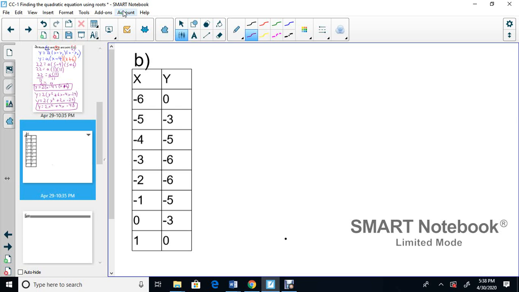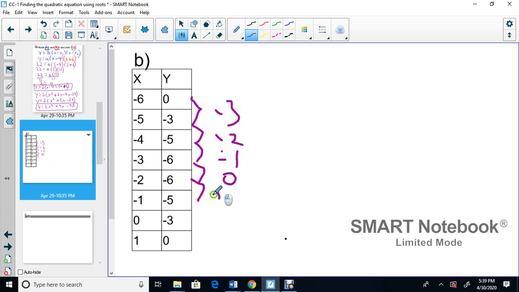Okay, now we have a table of values, and I think this table of values is a quadratic, but let's check. If you remember, we're going to do the differences. So from here to here is minus 3. From here to here, you're going to go minus 2 lower. From here to here, go minus 1. From here to here, 0.